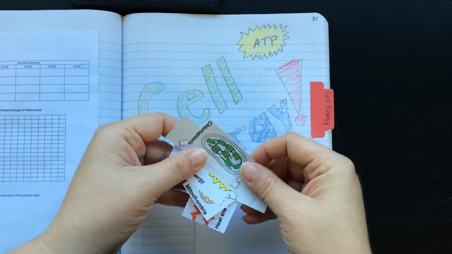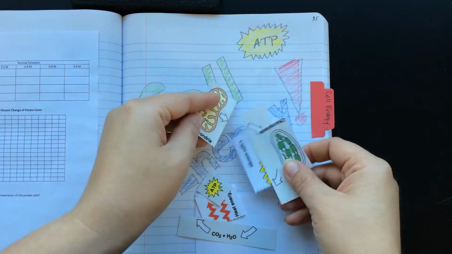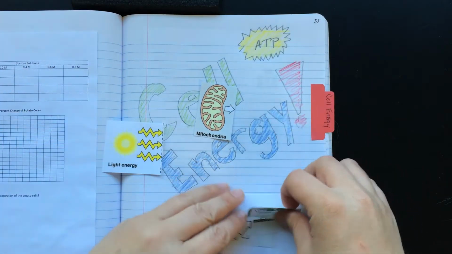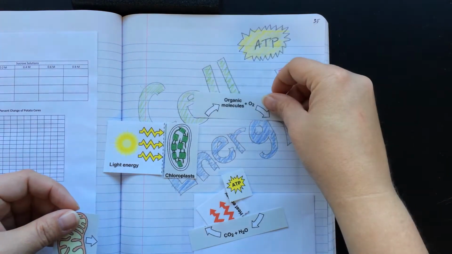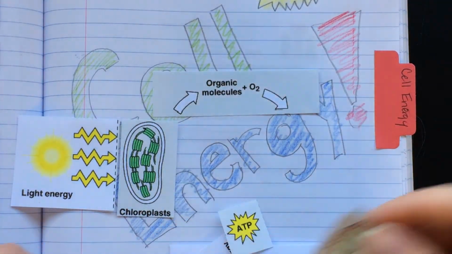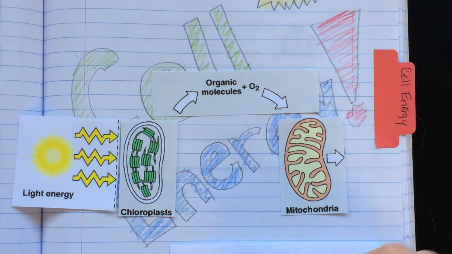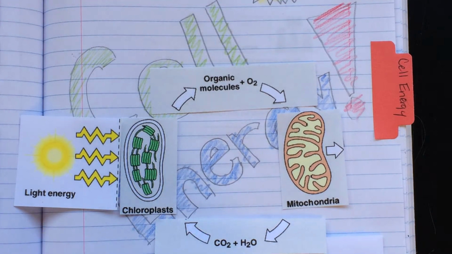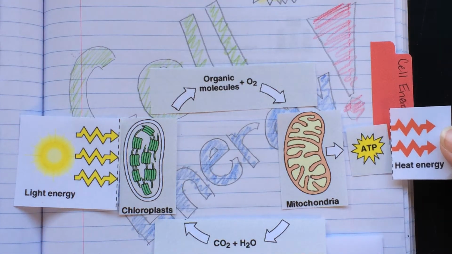And so these puzzle pieces are the overview of what happens in photosynthesis and cellular respiration. So I'll walk you through it real quick here. We have light energy that goes into the chloroplasts, which produce organic molecules and oxygen, aka O2, and I'll zoom in here so you can see me a little better. And that goes into the mitochondria, which in turn will produce H2O and CO2 that's needed by the chloroplasts, and it also gives off a little ATP and a little bit of excess energy in the form of heat.